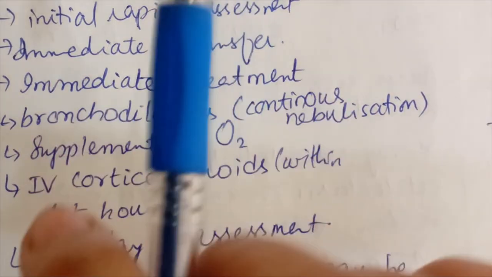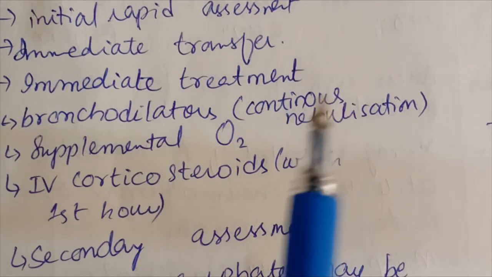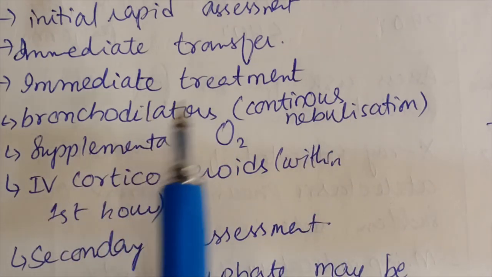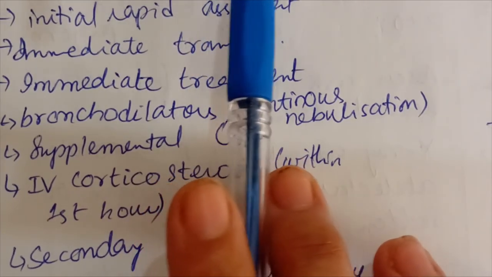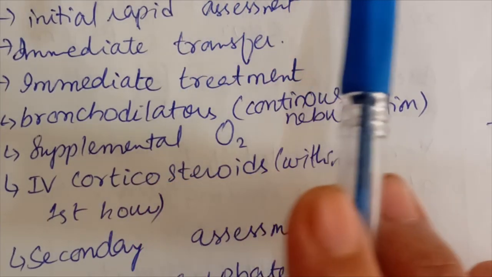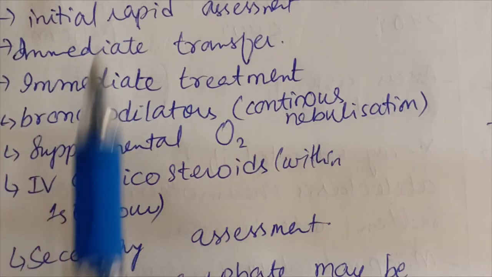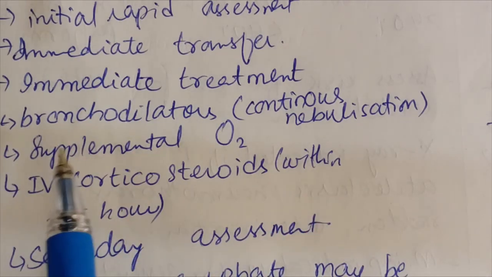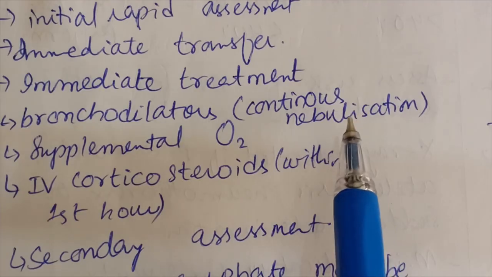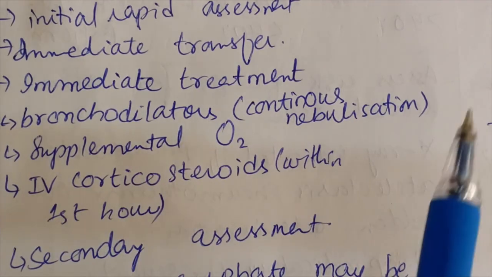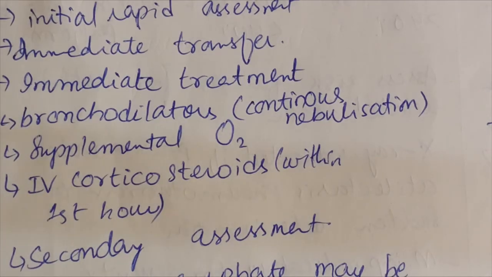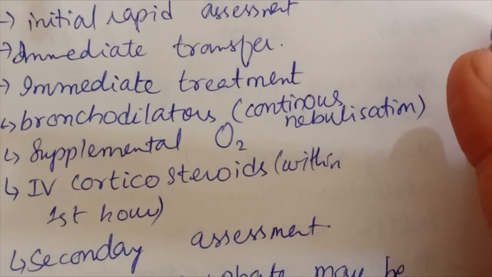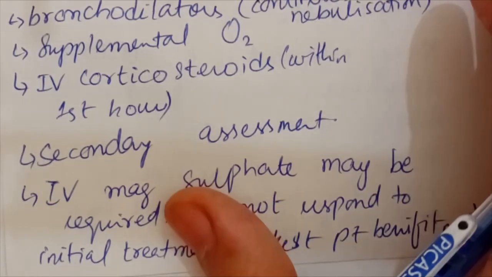In mild to moderate, the patient is given bronchodilators with PMDI, and if the patient cannot use a spacer and cannot breathe through it, we are going to give intermittent nebulization. But in life-threatening asthma, the bronchodilators are given with continuous nebulization. There would be supplemental oxygen, and steroids would be given through the IV route within the first hour. So this is the initial management.